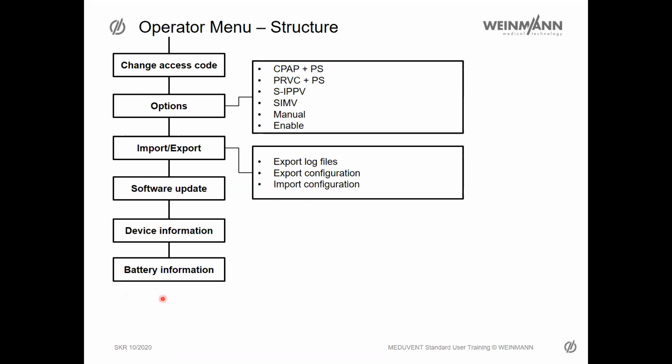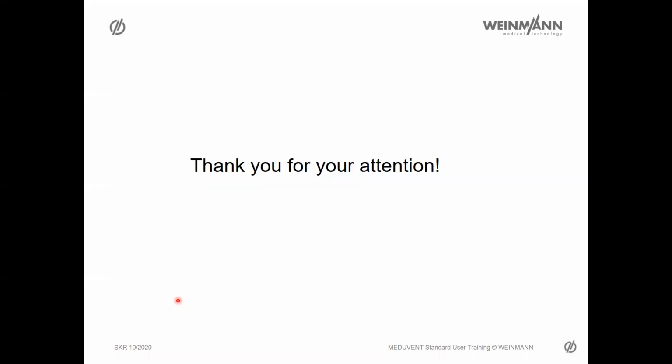And then there are some information points here in the operator menu, the device information and the battery information. There are some serial numbers of the components of the MEDUVENT standard. So this will be the operator menu, and this will be the end of the product training. So let me take a look if we have some new questions here.